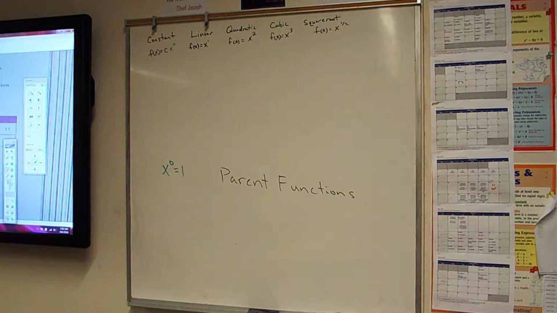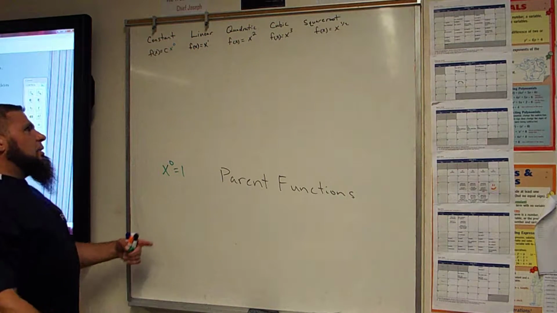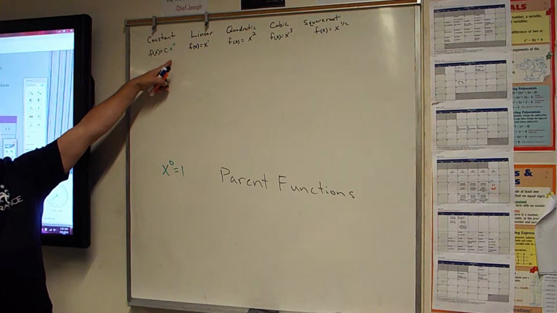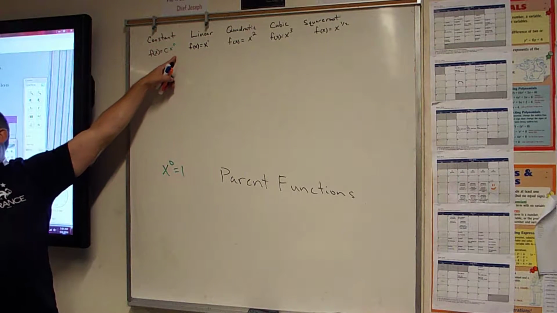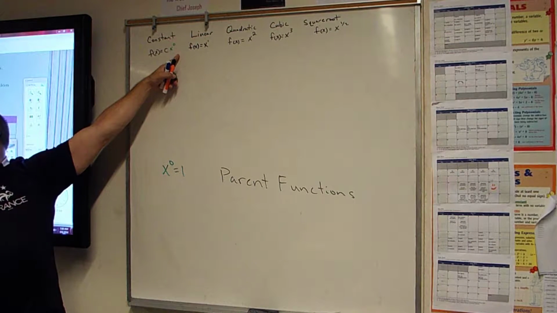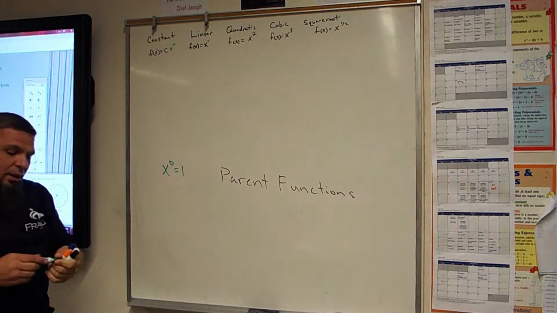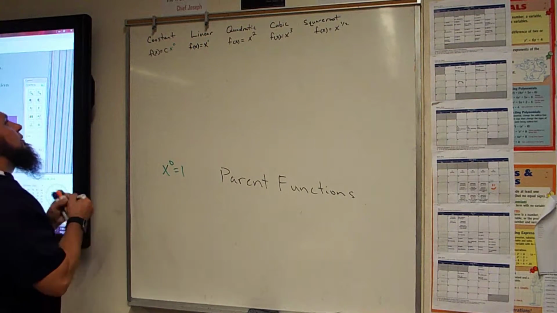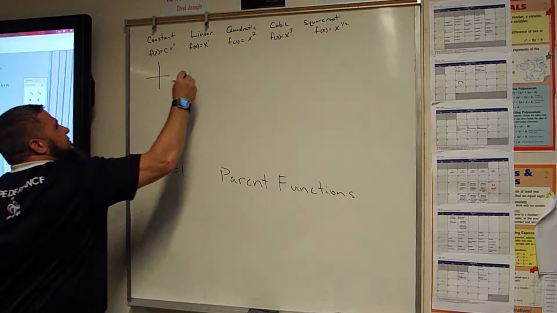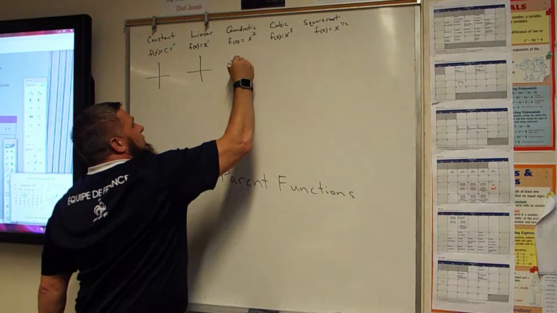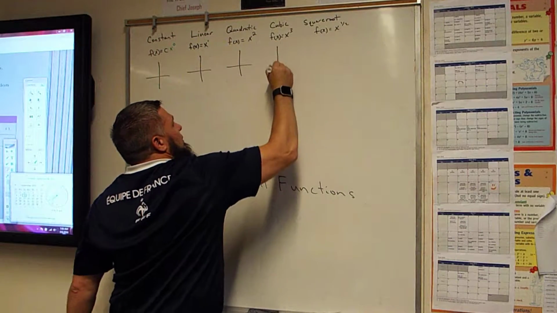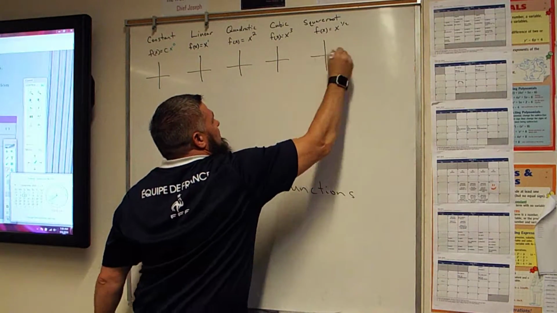So 1 times a number, 1 times 5 is 5, 1 times 8 is 8, 1 times negative 2 is negative 2. So this is a constant because the only thing you ever see is a number. And the way that these graphs look are all very similar.